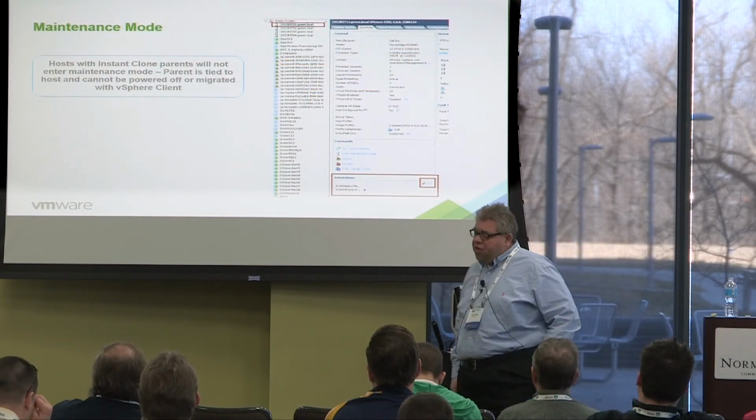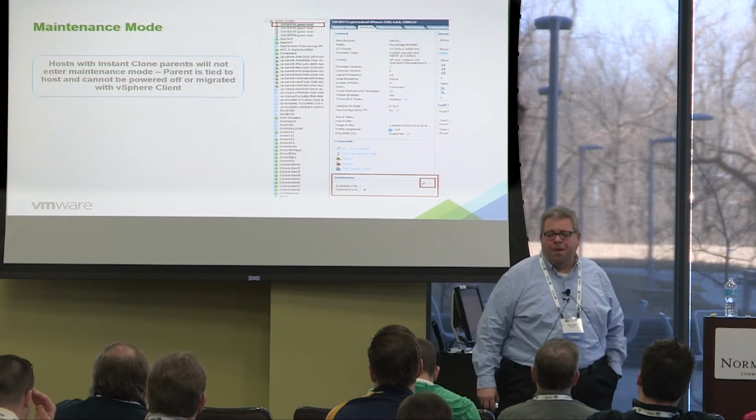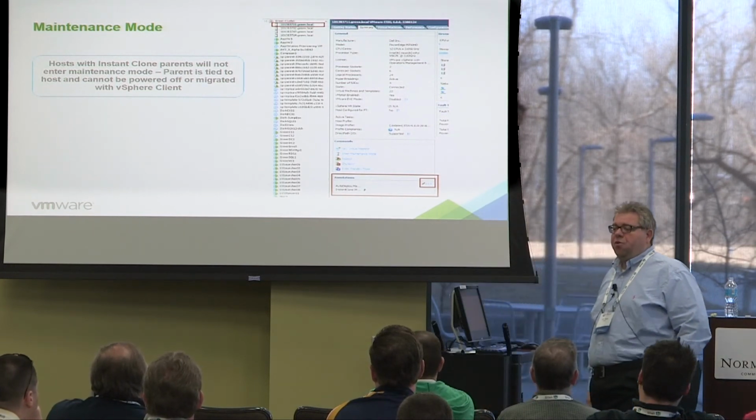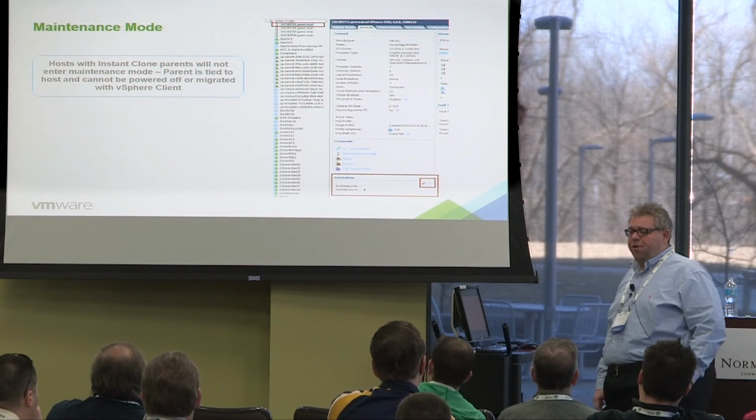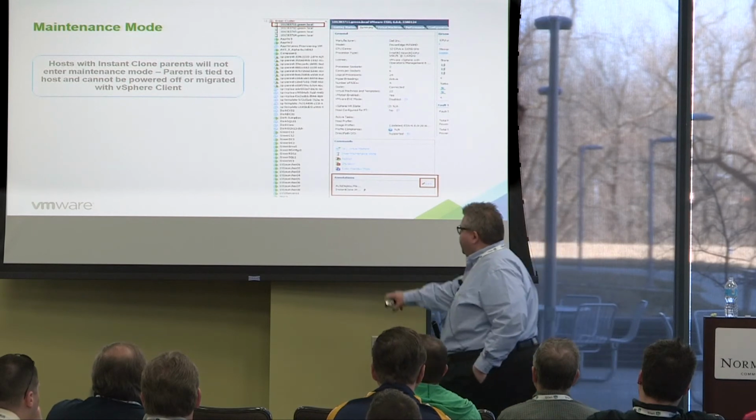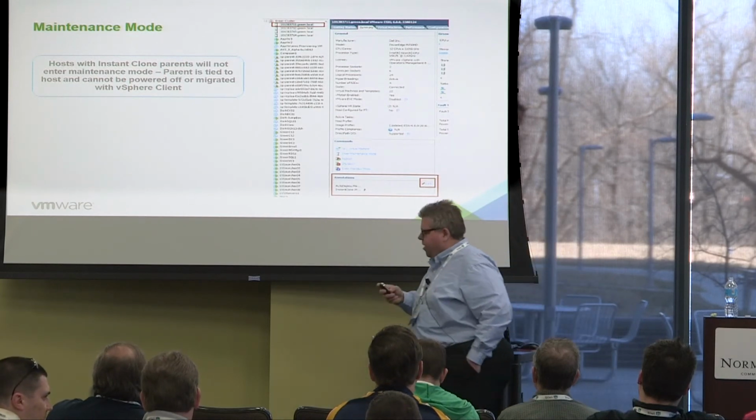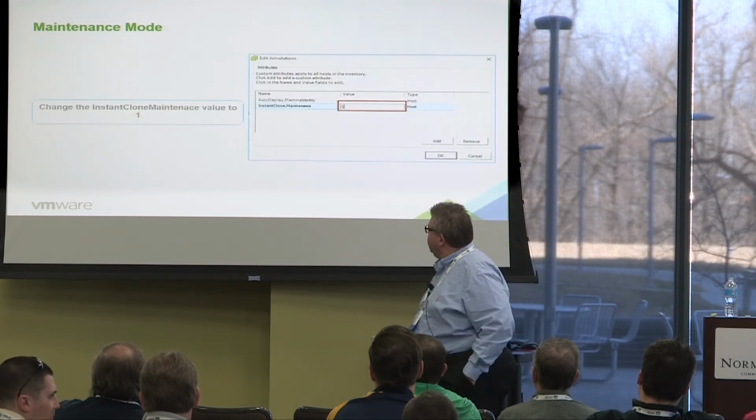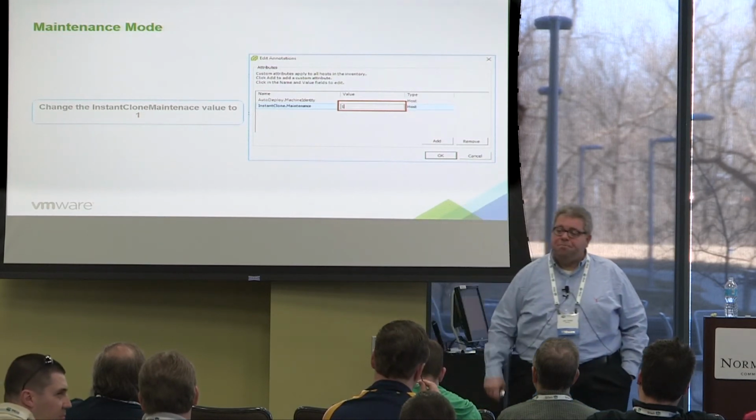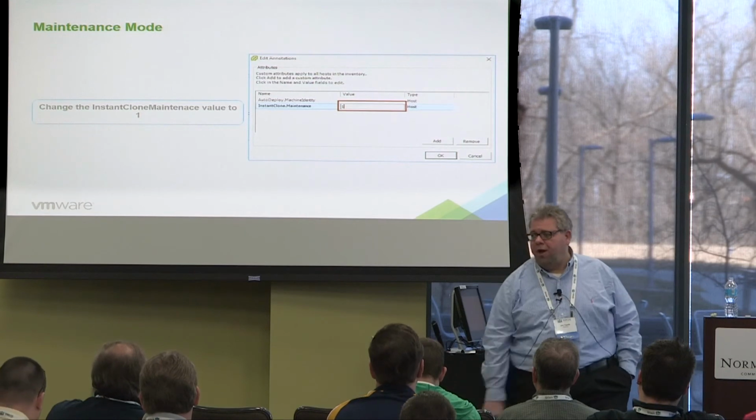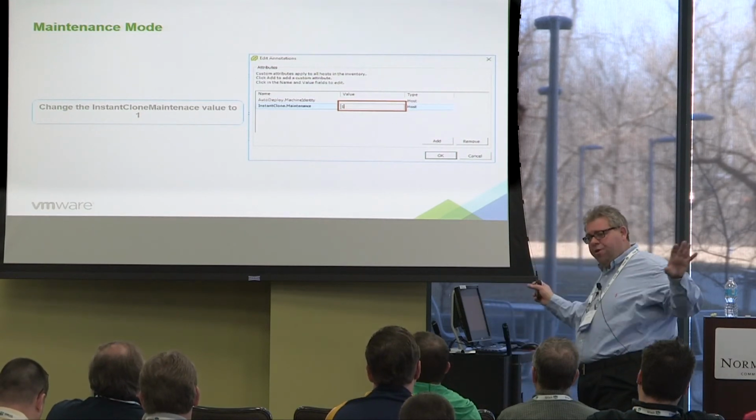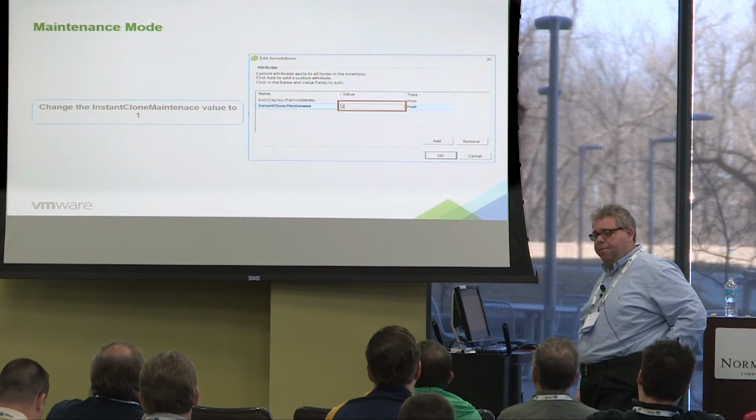Maintenance mode. So the parent VM will stay powered on and will not evacuate off the host, and so you can't get the host in maintenance mode. So we've got a way to do that. Down here in the annotations section, there is a setting called instant clone maintenance. You basically just go in there, there's no number in there, you change the number to 1, a couple minutes later it changes the number to 2 on its own, it gets rid of those parent VMs, and then you can bring it into maintenance mode.